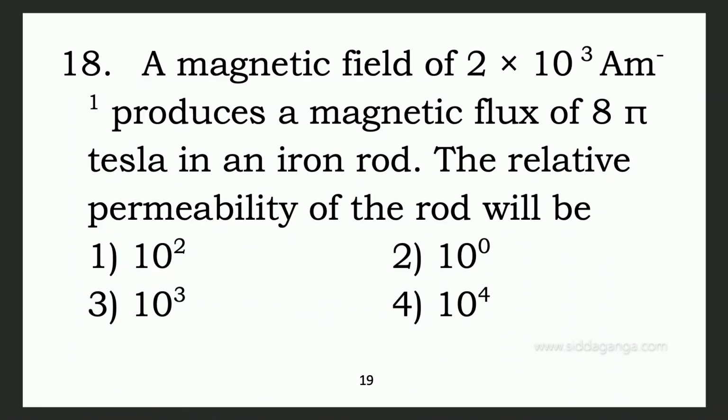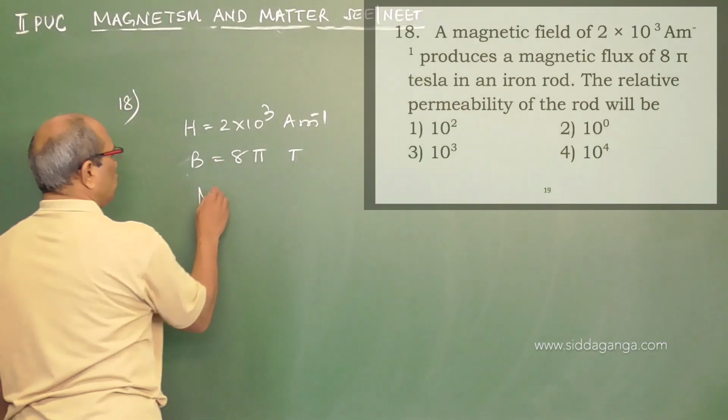Question 18. A magnetic field H of 2 into 10 power 3 ampere per meter produces a magnetic flux density of 8 pi Tesla. The relative permeability of the rod, mu r, will be how much?